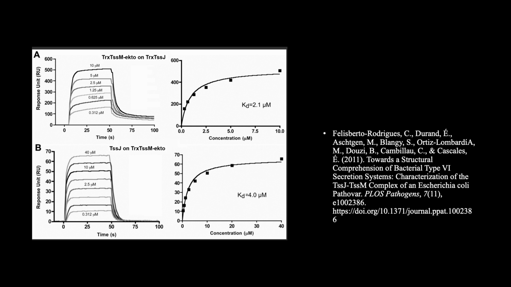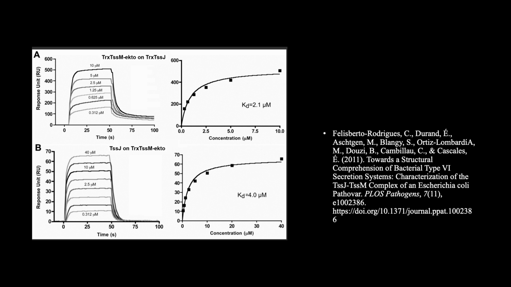This first figure is from a paper that was looking at the structural comprehension of bacterial type 6 secretion systems to characterize the TssJ to TssM complex in E. coli pathovar. Both figures are illustrating the interactions between the TssJ and TssM ecto using surface plasmon resonance. In figure 3a, when TssM ecto was injected over a chip coated with TssJ, it showed a quick release without needing chip regeneration, indicating that there was an interaction between the proteins.